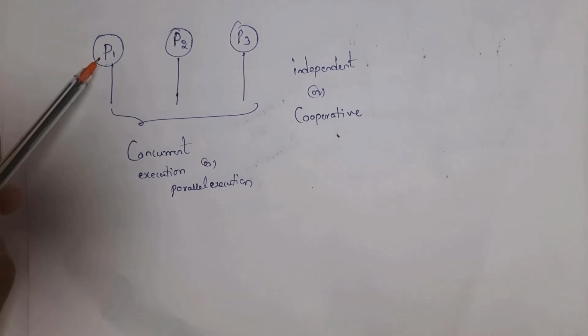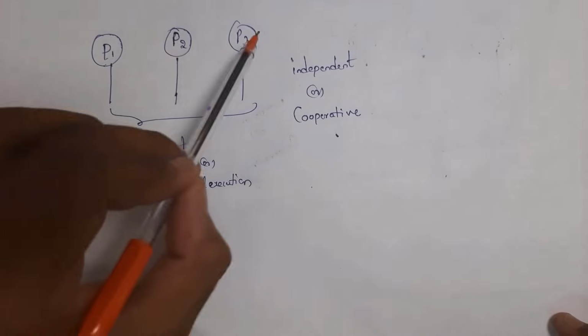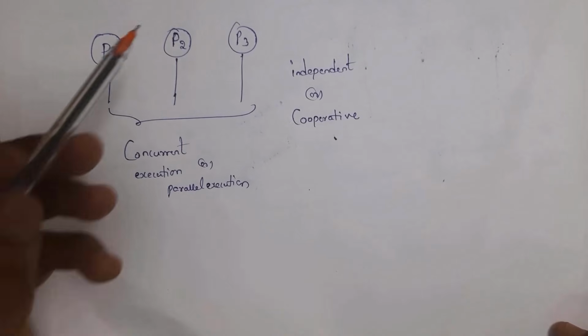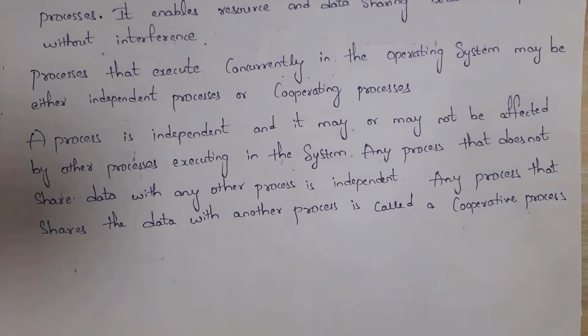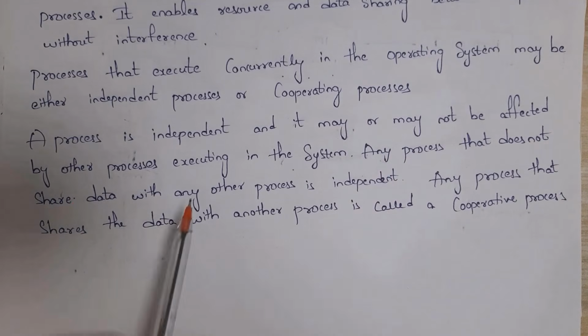For example, this process P1 is an independent process. So this process P1 may be affected by processes P2 and P3, or it may not be affected by them. And what is the meaning of an independent process? Any process that does not share data with any other process is known as an independent process.